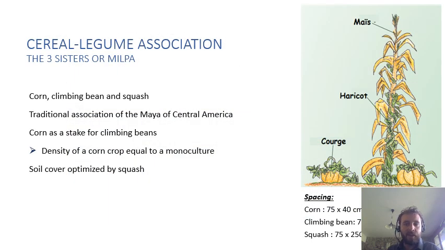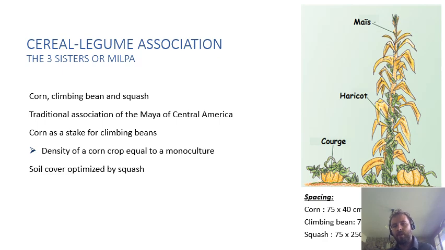A more specific association is this three-sister association, which is also called milpa. It was practiced by the Mayas in Central America. So the idea is to associate maize with climbing bean and squash. Then you have corn as a stake for climbing bean. So in addition to all the advantages of the normal legume-cereal association, you have here the ability of bean to use corn as a stake. So you can plant the corn at the same density as when alone, because the bean can just climb on it and doesn't need more place.